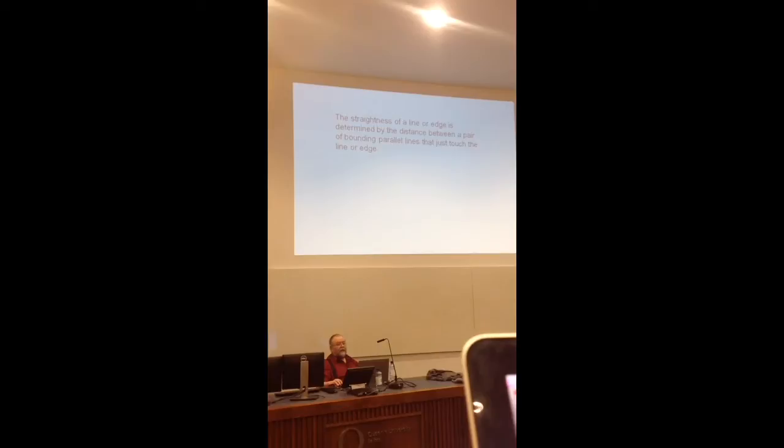So let's look at that as an example. There's a line, and I think you can all see it's not very straight, but we don't know at the moment. We can just say it doesn't look very straight, but we want to put something to actually specify how not straight it is. And the way we do that is we put on a pair of bounding parallel lines that just touch that line. And the straightness of that line we then specify as the distance between those two lines. So it's a very simple principle.